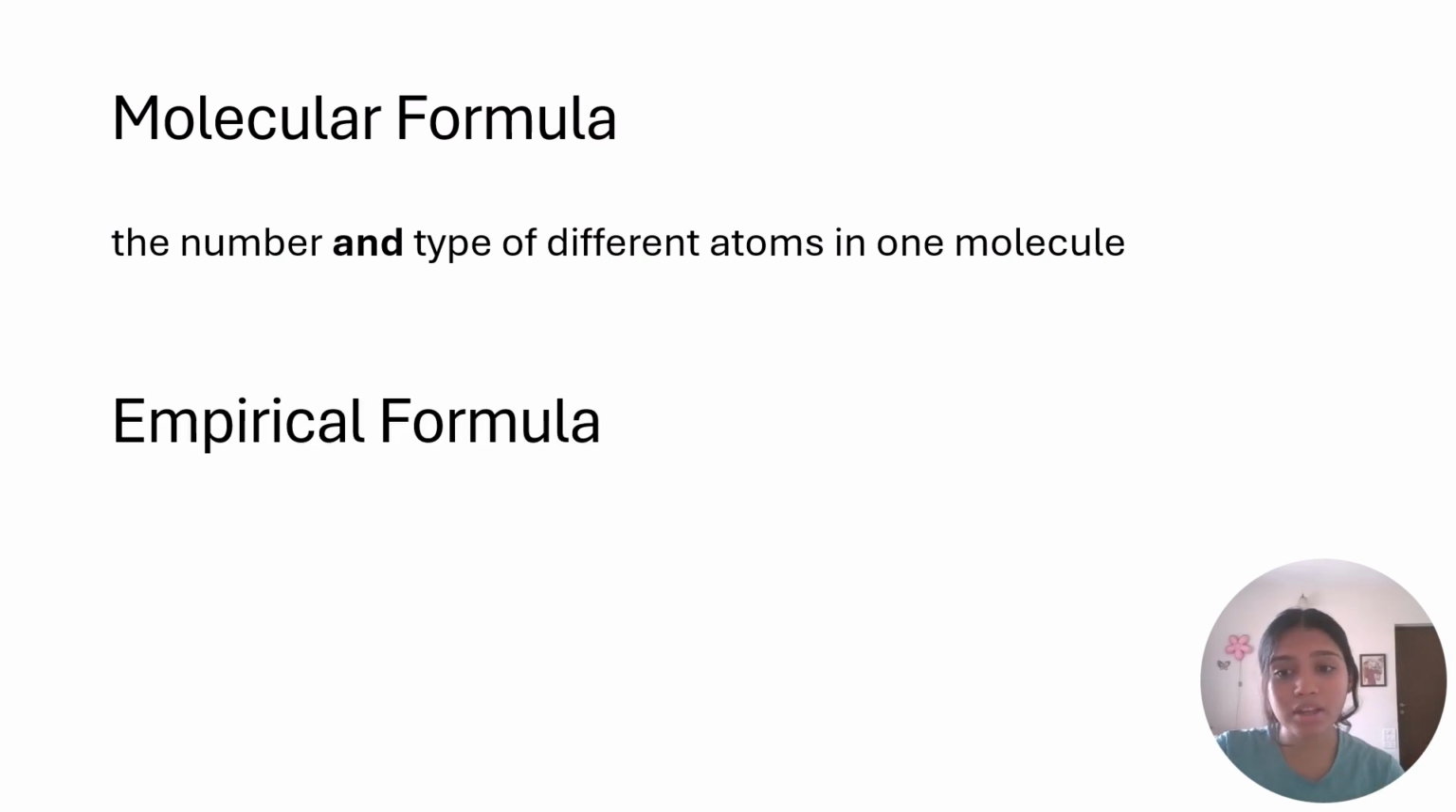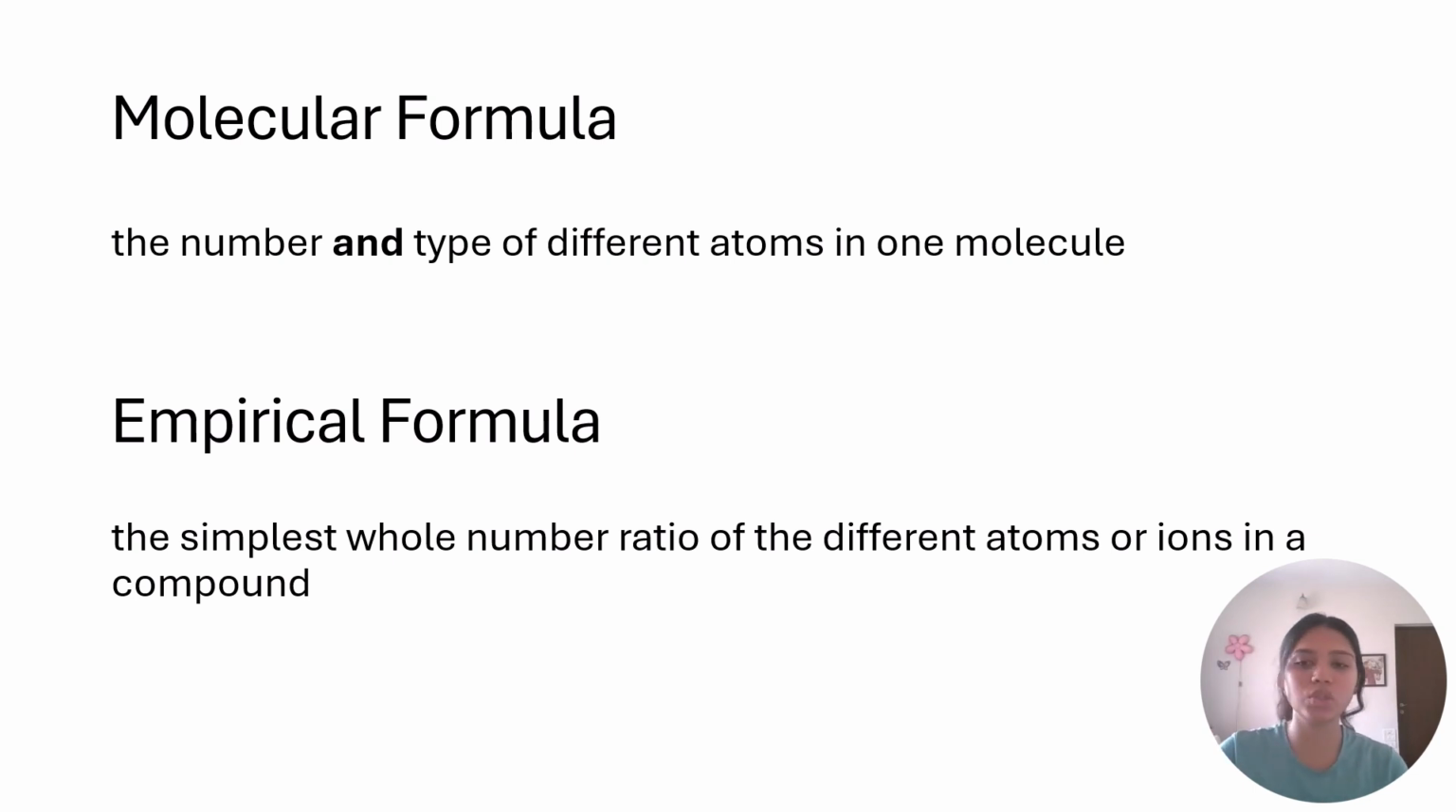And then we have the empirical formula, which is basically the simplest whole number ratio of different atoms or ions in a compound. Now, if we look at carbon dioxide, it's 1:2. One carbon to two oxygen. So that is the empirical formula. So the empirical formula and molecular formula of carbon dioxide are the same. And there are many compounds, like methane, which is CH4, which have the same molecular and empirical formula. So don't get confused in questions.